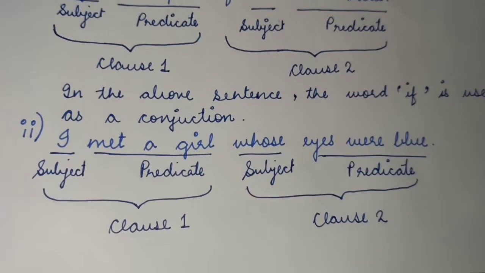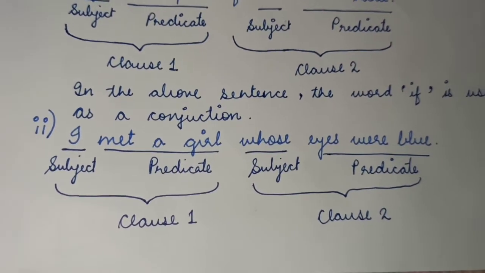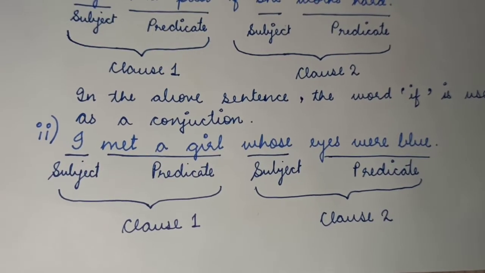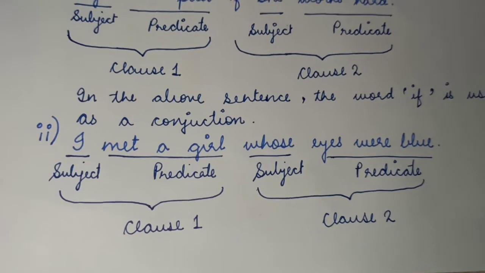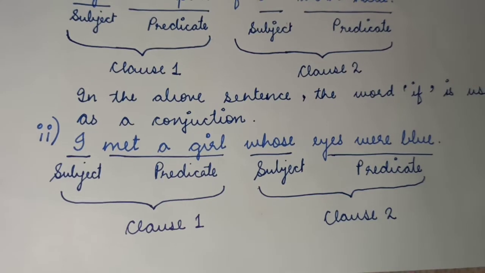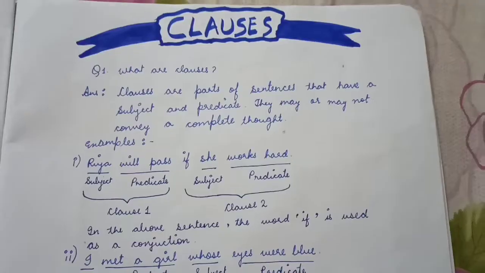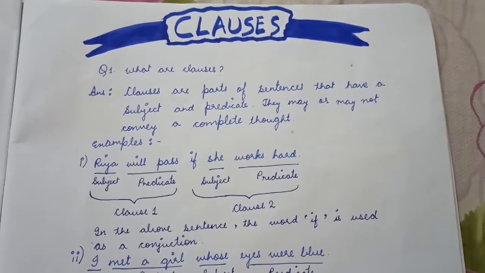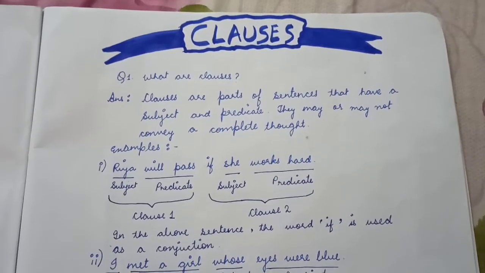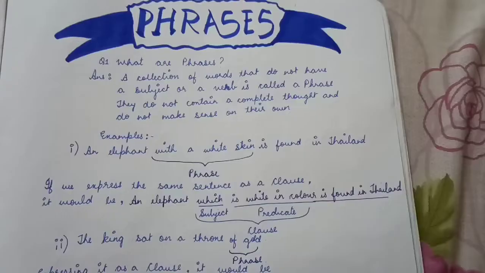And in the second clause, we have whose as the subject because whose refers to the girl whose eyes were blue. So, whose is the subject and eyes were blue is the predicate. In the first clause, the verb is met, and in the second clause, the verb is were. So now, let's move on to understand the phrases, and also we'll do exercises at the end of this session regarding phrases and clauses.